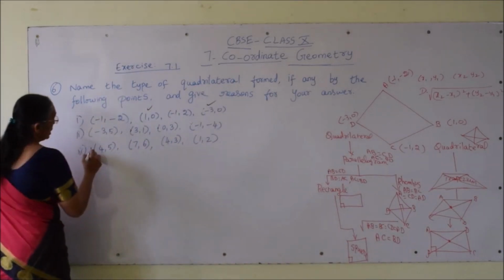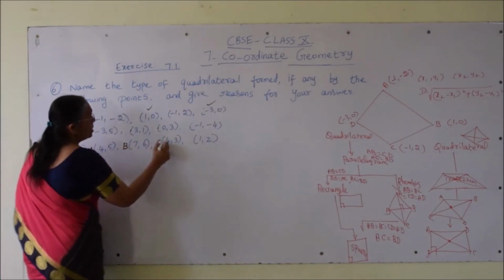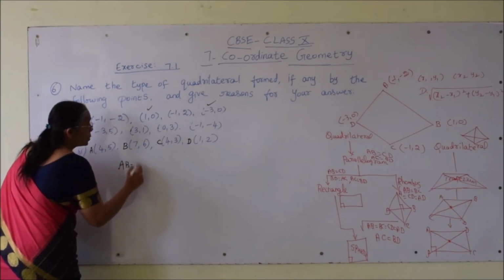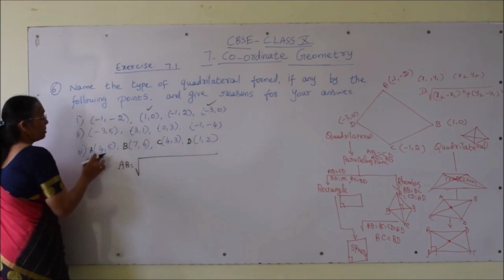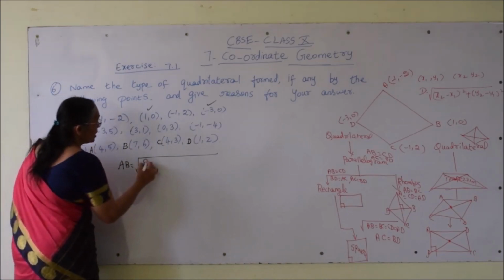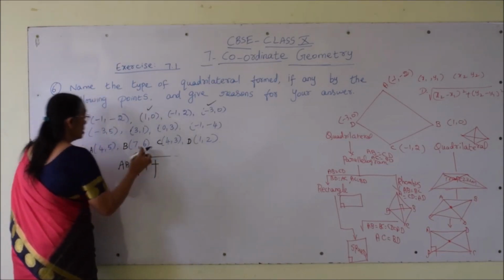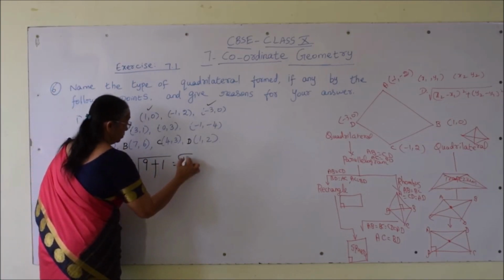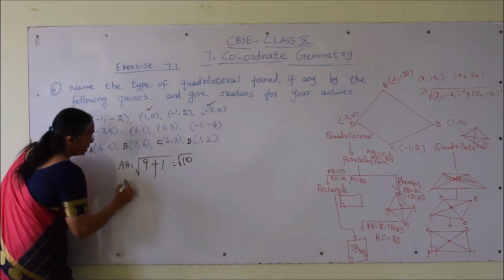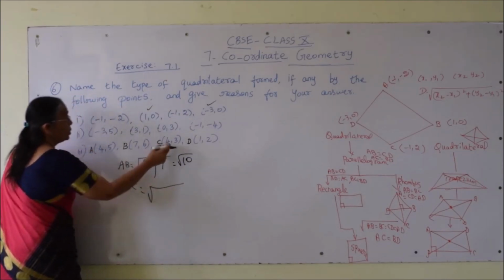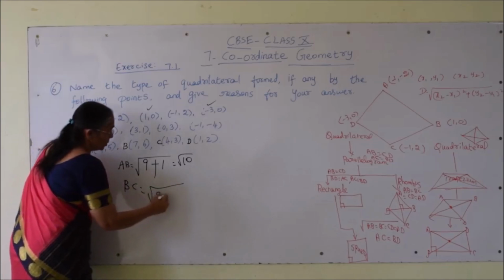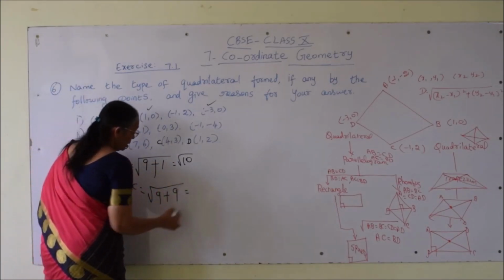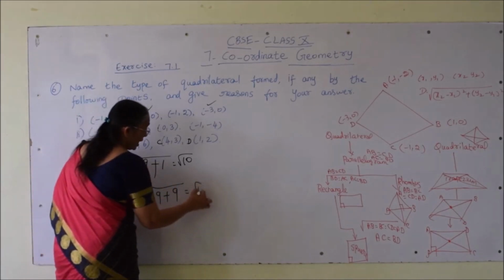Third bit, consider the vertices as A, B, C and D. The distance AB is equal to root over 7 minus 4, which is 3, 3 square is 9, plus 6 minus 5, 1 square is 1. So, root 10. Distance BC is equal to 4 minus 7, minus 3 whole square is 9, 3 minus 6, minus 3 whole square is again 9. So, 9 plus 9, root 18.